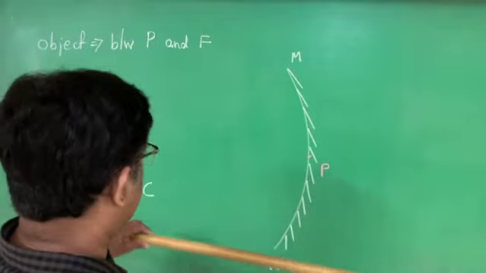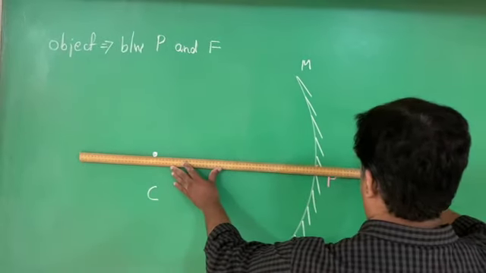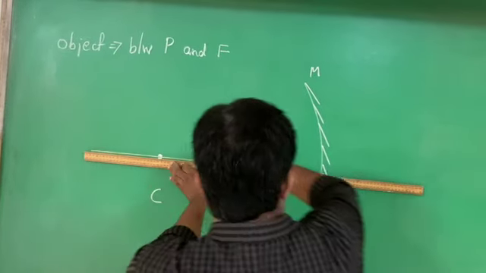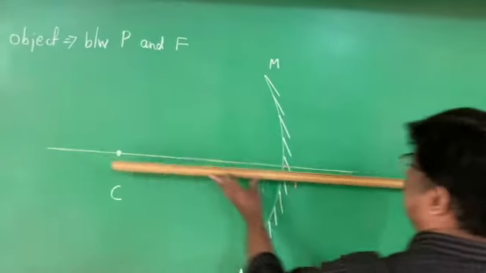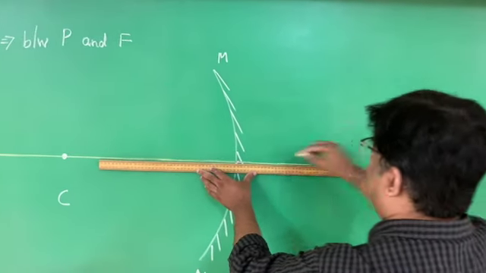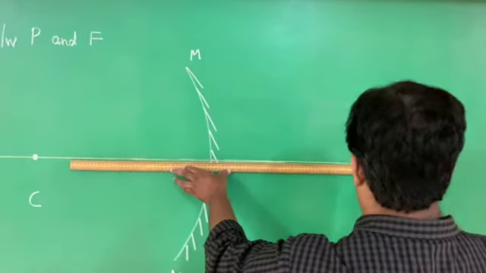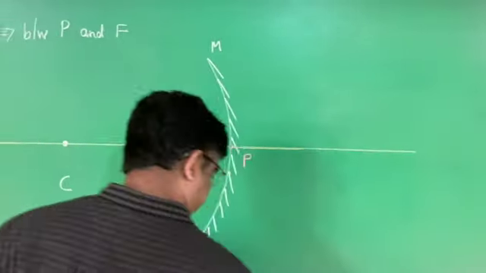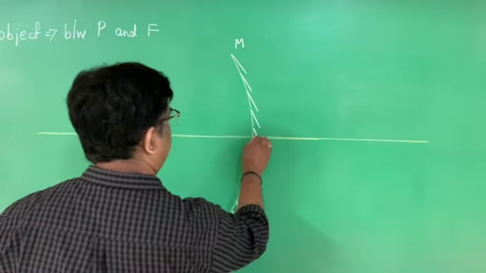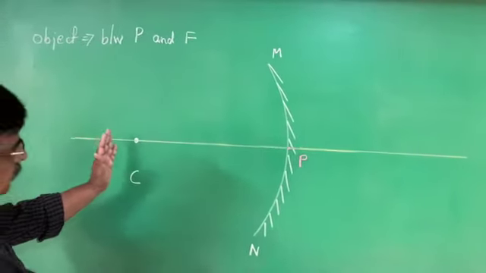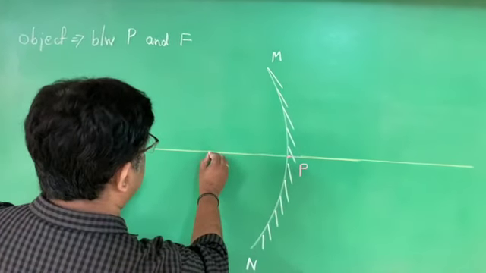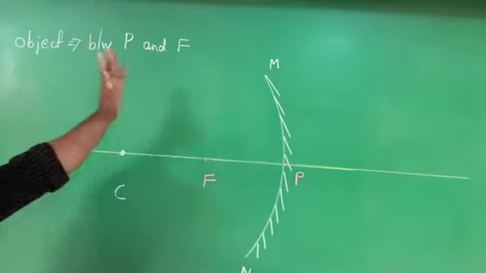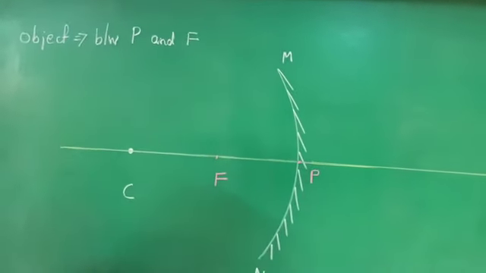With the help of the scale, join CP and extend. This time I am going to extend behind the mirror, because I am going to get the image behind the mirror. This is P. P stands for pole of the mirror. And the midpoint of PC is the principal focus. Ready for writing the ray diagram.